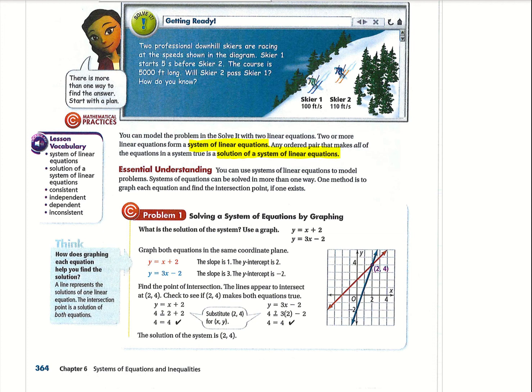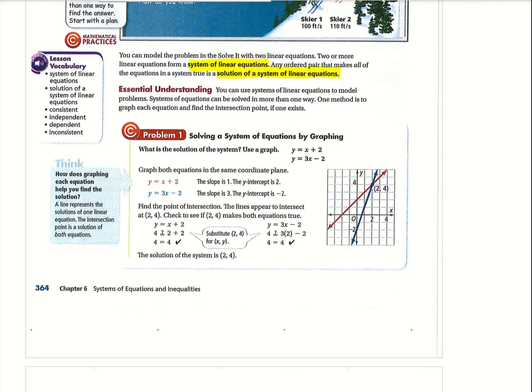So if we look at a graph and we have two lines like we see in problem 1, a solution to a system of linear equations would be where those lines or graphs intersect. Okay, so that would be this point right here at (2, 4) in this example on problem 1. All right. So that's the definition of a system of linear equations. And we'll just go ahead and get into how to use it.